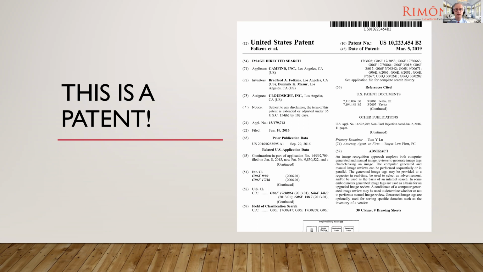So when you see this, you can figure out what this is about. On the top line, there's the patent number. This is 10,223,454, right? We're now in the 11 million range or more. So this is what, 13 million, anyway.